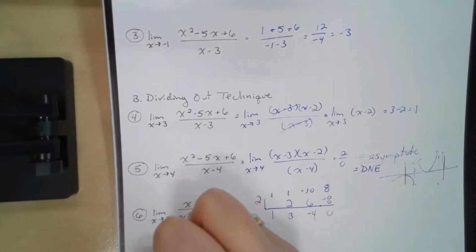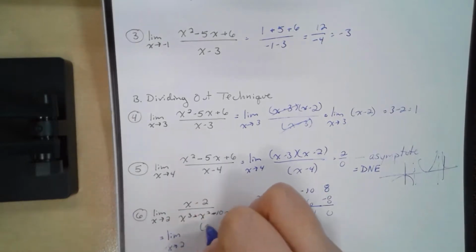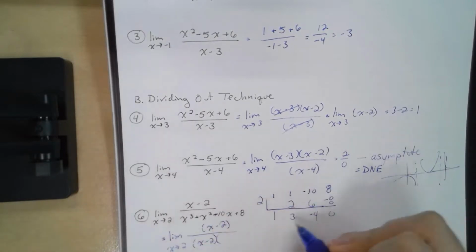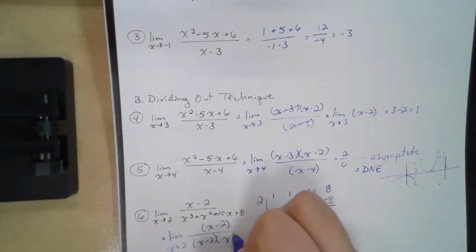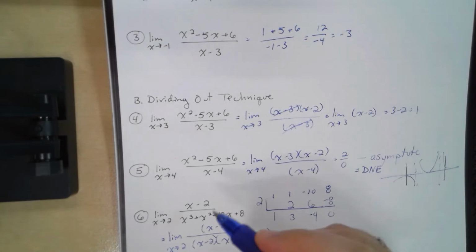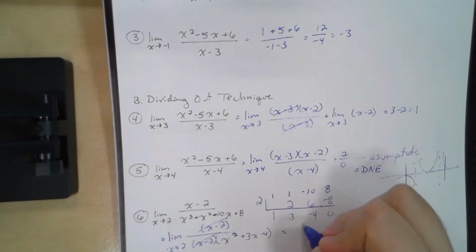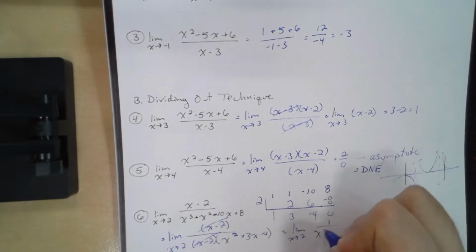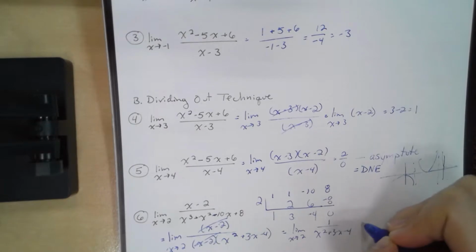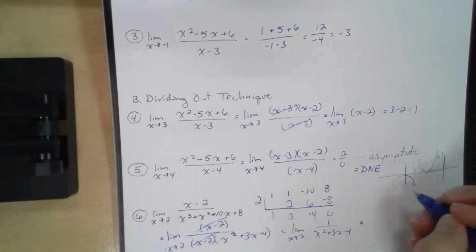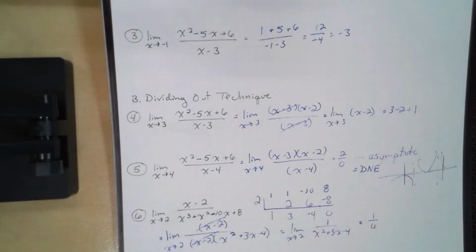I wish I'd left myself a little bit more room here, but this is going to factor out as x minus 2 times x squared plus 3x minus 4. So these are going to cancel out, and I'm just going to end up having the limit as x approaches 2 of 1 over x squared plus 3x minus 4. And if I substitute in for that, I'm going to end up having 4 plus 6 is 10, minus 4 is just 6. So my limit here is 1/6.